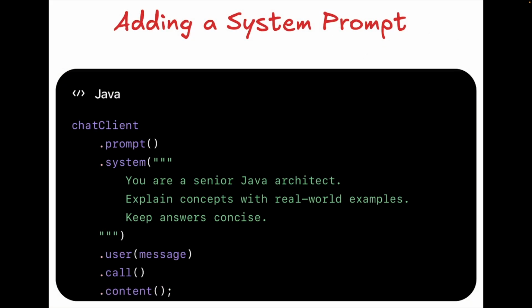Adding a system prompt in Spring AI is extremely simple. We will add one additional method named system with some instructions. One very important point to note here is that the system prompt is always sent before the user prompt. That's intentional. The model reads the instructions first, then processes the user's request.